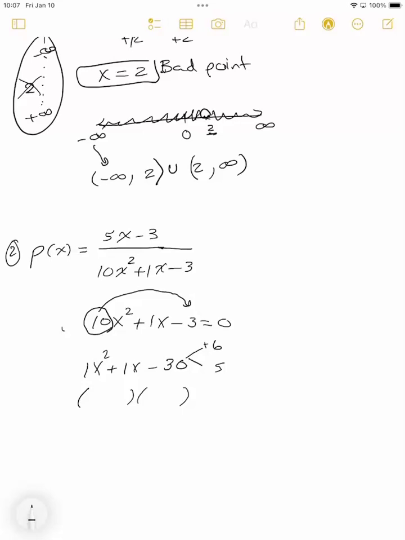So we put positive 6 and negative 5, because 6 times negative 5 is negative 30, and 6 plus negative 5, which is 6 minus 5, is 1. So we want to get 1, and we want to get negative 30. So these are the factors.